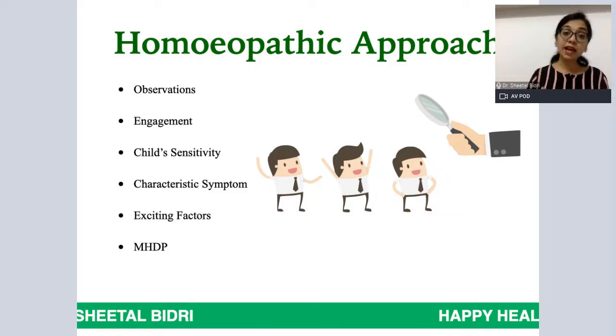And obviously, we have to go to the child's sensitivity, find out a characteristic symptom which will help us to give us the particular simillimum the child requires, and the exciting factors the child is usually prone to be excited towards, and obviously mother's history during pregnancy. That is the key factor. These are an overview of what we as homeopaths should also include apart from what we have seen in the last few slides.